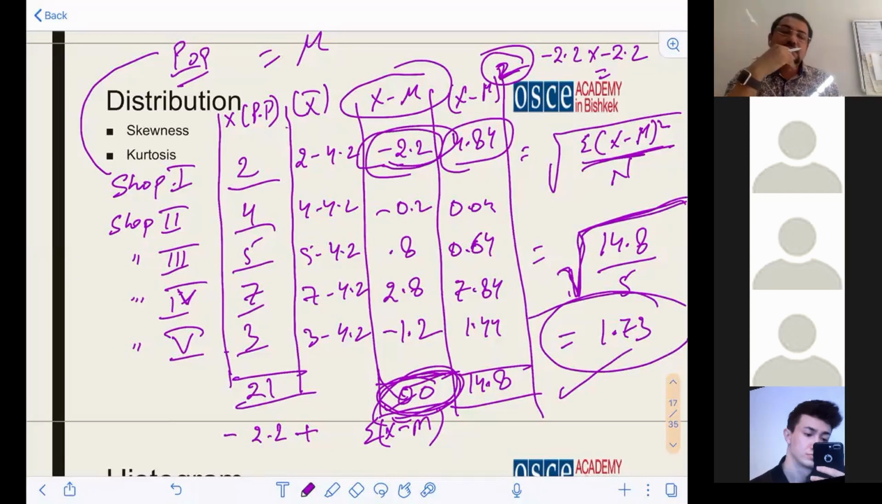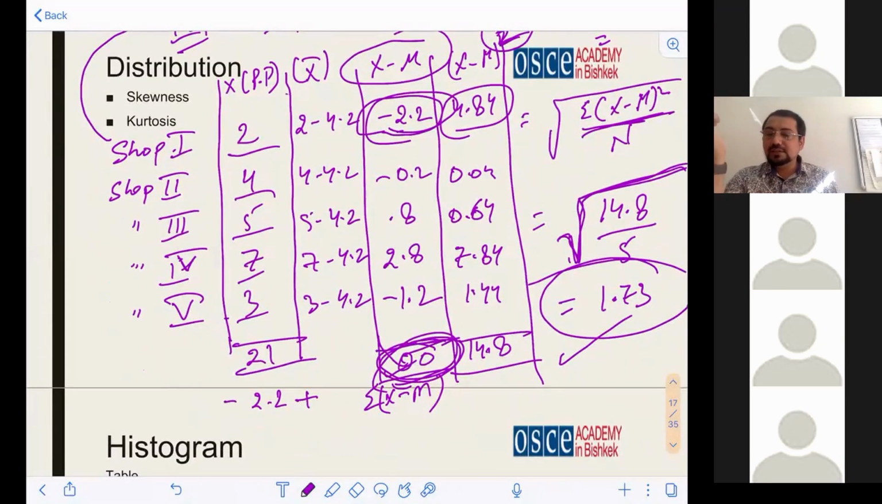Now I have got the answer: the price of pizza is how many standard deviations away? 1.73. But now look, the language has changed. Earlier I was telling how many points or how much you deviated from the mean. Now I'm telling how many standard deviations you are far from the average.